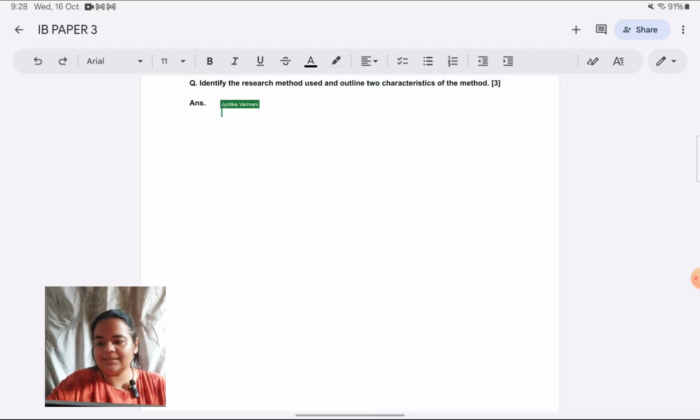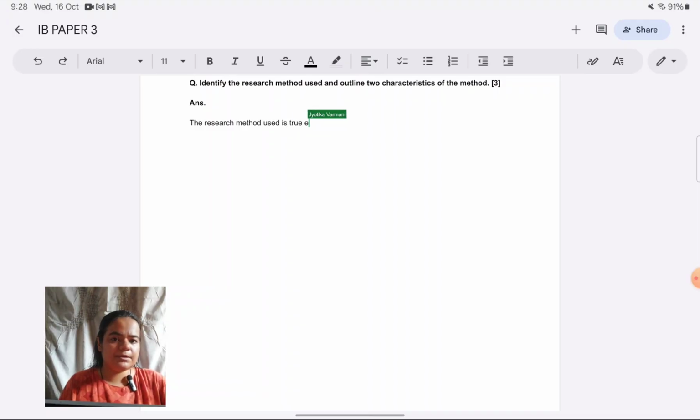Now the answer which I'm presenting, no doubt it's a sample answer. You don't have to write exactly how I'm writing, but just take note of what content I'm covering and how I'm covering it. The research method used is true experiment. You can also call it a laboratory experiment, but in the IB, I've seen generally the term true experiment is used. So I'm just sticking with that term.